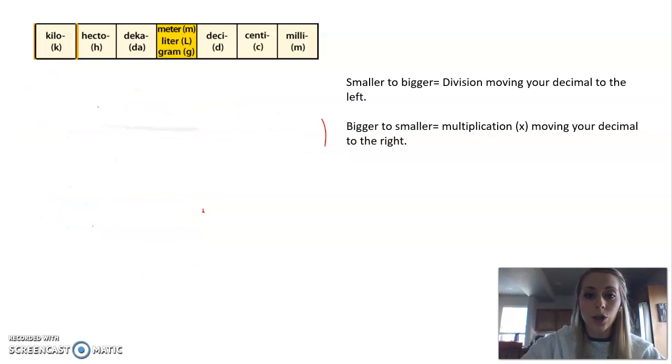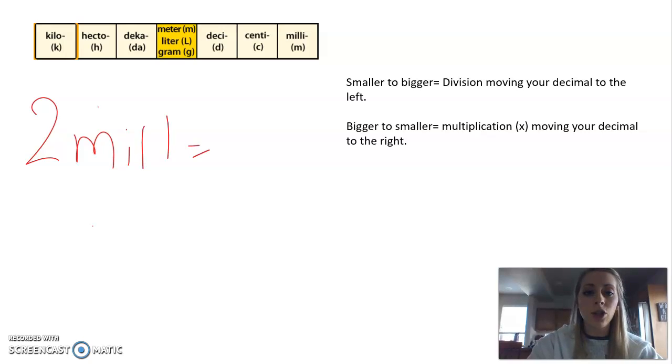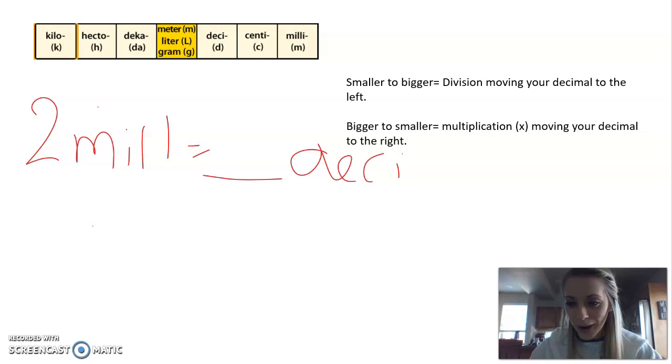Now I am going to go from a smaller unit to a bigger unit, okay? So I'm going to do millimeters. So say I have 2 millimeters, okay? I am trying to get to decimeters. How many decimeters does 2 millimeters equal? Sorry if the writing's a little bit messy. I'm writing with my finger and it's a little bit hard. So 2 millimeters equals how many decimeters?